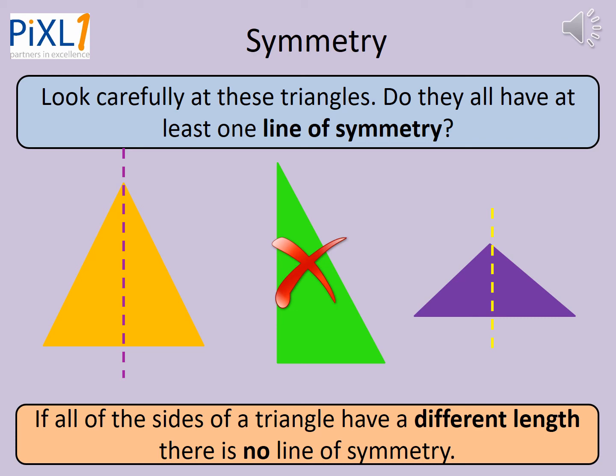So the first triangle and the last triangle do have one line of symmetry, but the middle one doesn't. That's because not all of the different sides and the lengths of the triangle are the same. The first triangle and the last triangle have all of their sides the same length. But if a triangle doesn't have all of the sides the same length and they're different lengths, there is no line of symmetry.